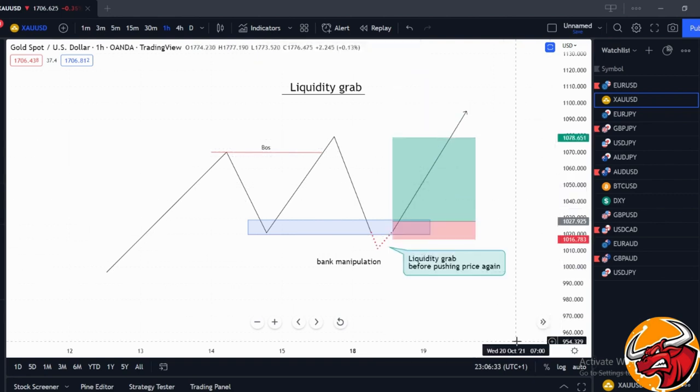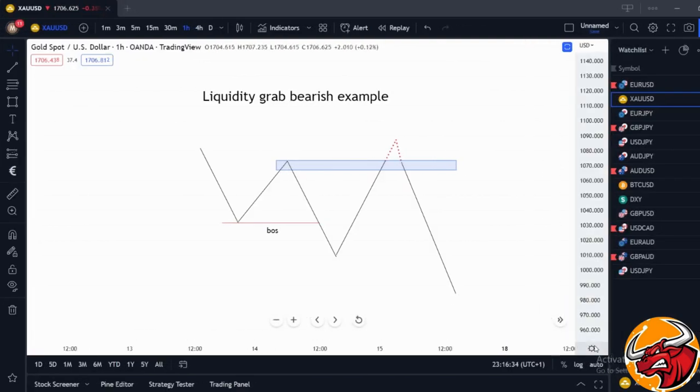That's why it's always better to manually execute your trade, instead of placing a buy limit or sell limit. The liquidity grab bearish example looks the same, just in the opposite direction.